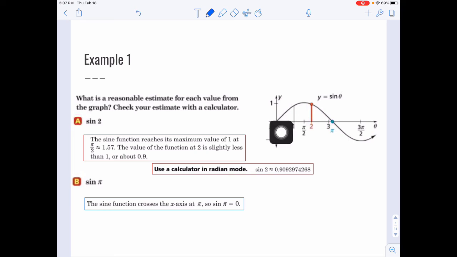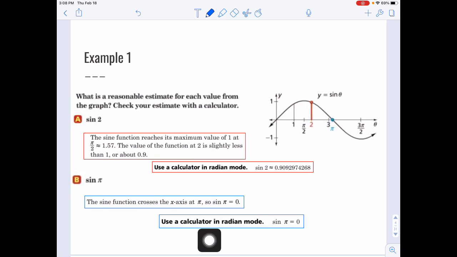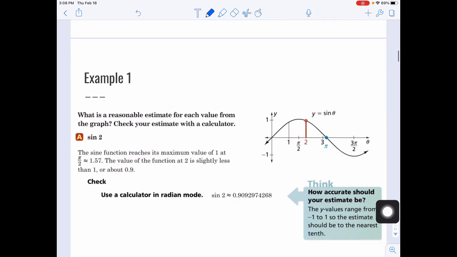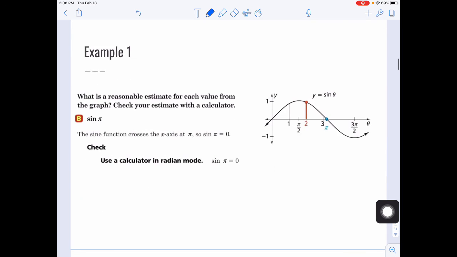For part B, we have sine of pi, which we have right here on the x-axis, meaning the value of sine of pi is 0. If you check this on a calculator using radian mode, when you plug in sine of pi, you do indeed get 0. The work for this problem is written out on the next 2 slides.